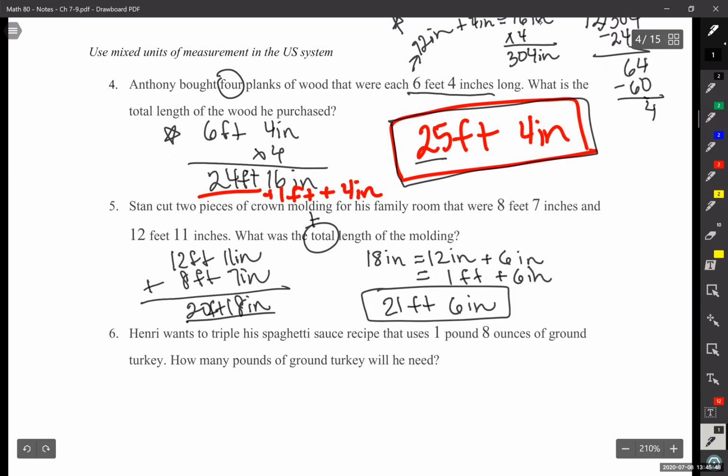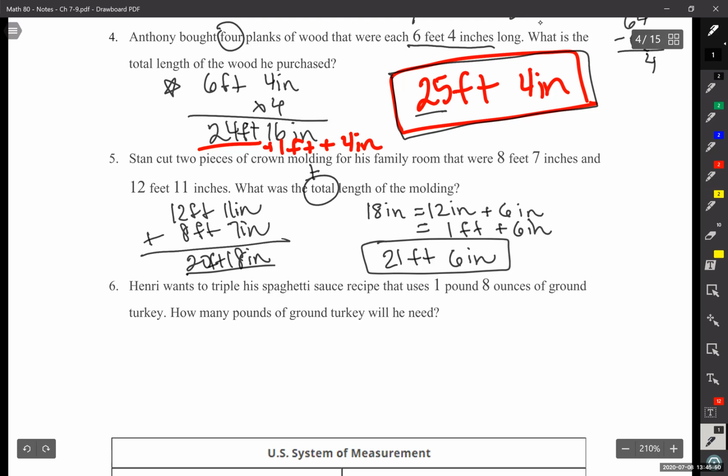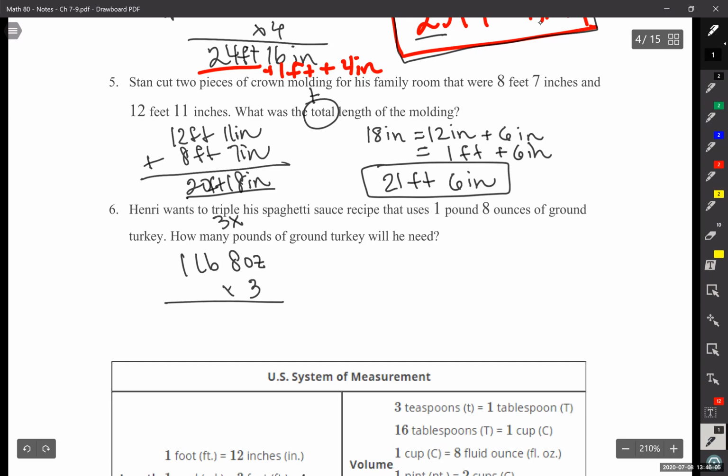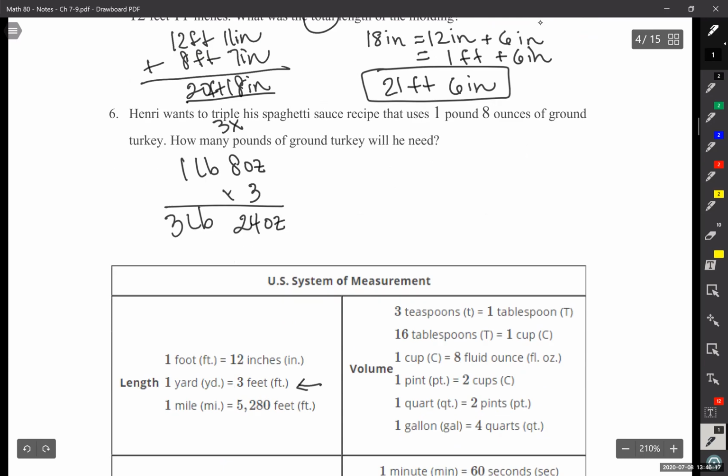Okay, last one. We're going to triple the recipe. So we have 1 pound 8 ounces, and triple means 3 times. So I'm going to multiply this times 3. That gives me 8 times 3 and 1 times 3. 3 pounds, 24 ounces. We have not talked about pounds and ounces, so let's look down here.